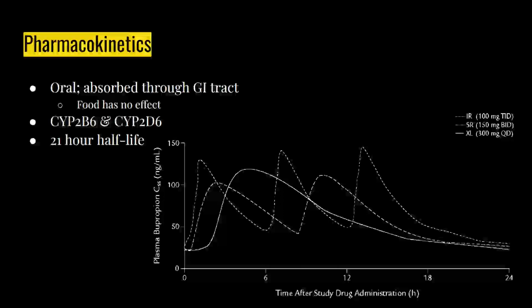Bupropion also inhibits the enzyme CYP2D6, which may be relevant to drug interactions as other antidepressants are metabolized through this enzyme. Absorption time varies with the formulation of bupropion ingested. Extended release takes 5 hours to absorb, while sustained release takes 3 hours and immediate release takes an hour and a half. Food does not seem to interfere with absorption.